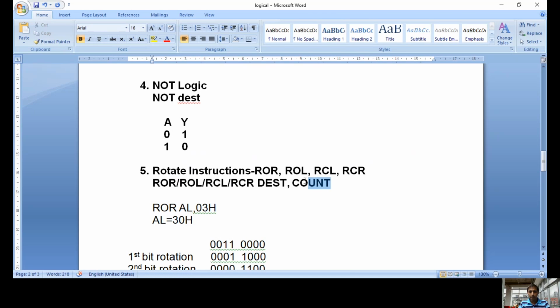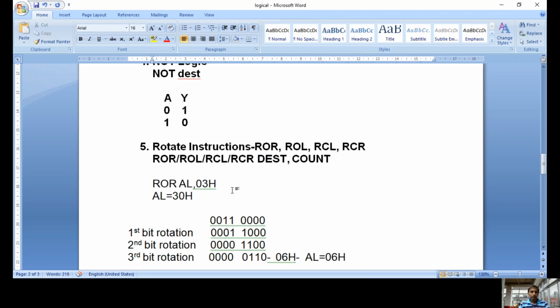For example, my count is 3. Then the content of destination is rotating right side by 3 bits. Similarly, if it is ROL, left side by 3 bits, like that. So the syntax for rotate instruction in general is rotate, right ROR, left ROL, through carry RCL or RCR, destination comma count. Count should be a specific number. With that particular count, the destination content is rotating either right side or left side, with carry or without carry. Okay, let us see one example so we can understand. See here, ROR AL comma 03.